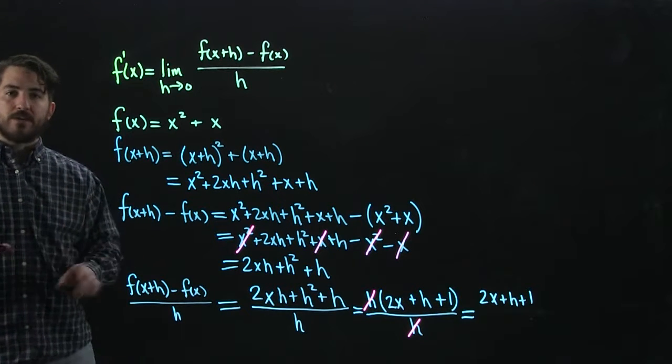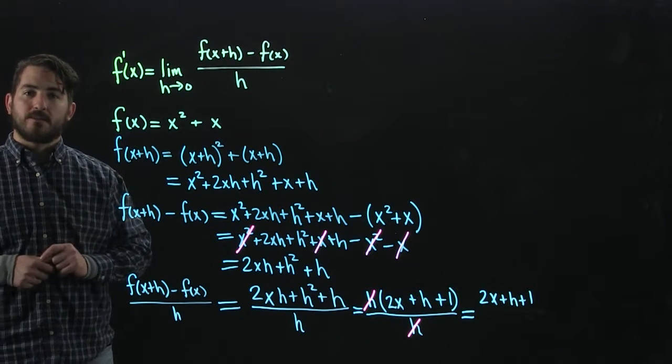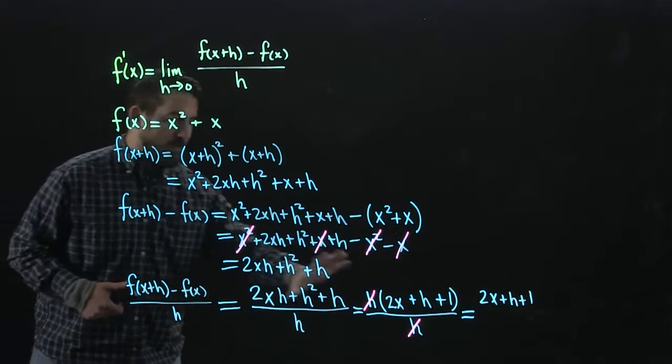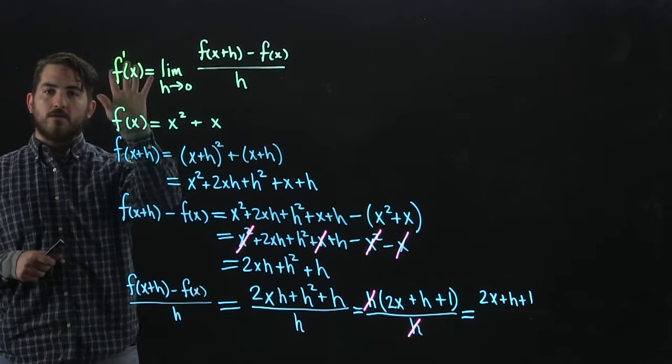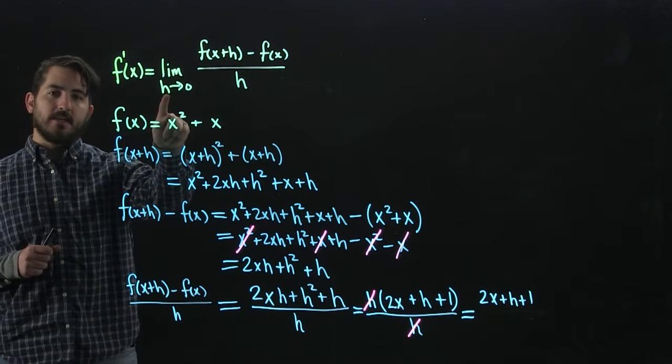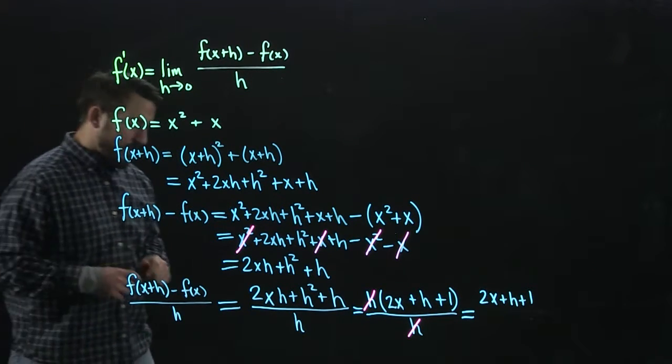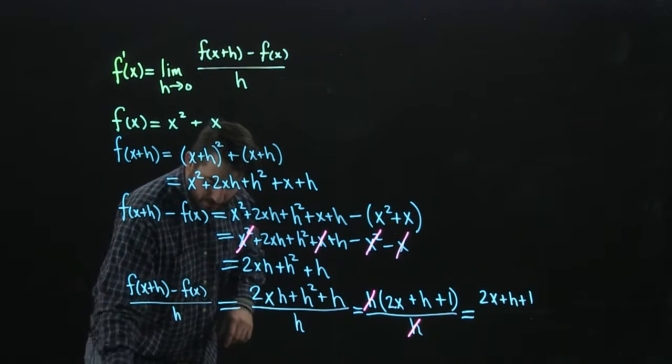Again, my ultimate goal is to find f prime of x. What I did here is I simplified this quotient. Now, in order to find f prime of x, I need to send h to 0. So I'm going to evaluate.